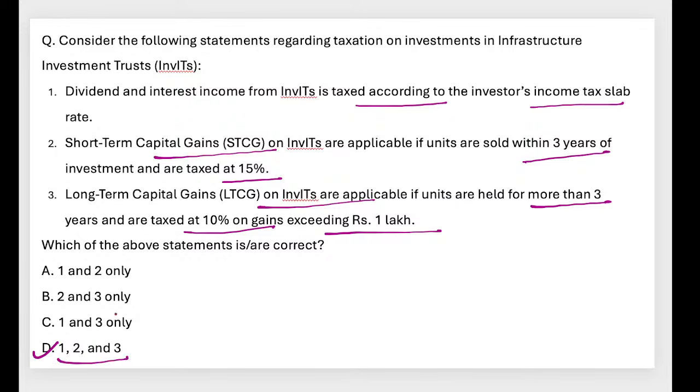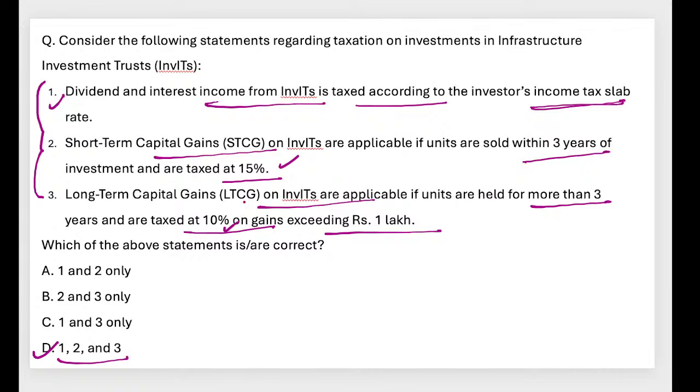So all the statements mentioned here are correct. Dividend and interest income is taxed at your income tax slab. Let's say your overall income is 15 lakhs and during this particular period you earn 1 lakh additional, so that will be added to that and taxes will be according to the slab itself. Short term capital gain is again 15%, long term again 10%.